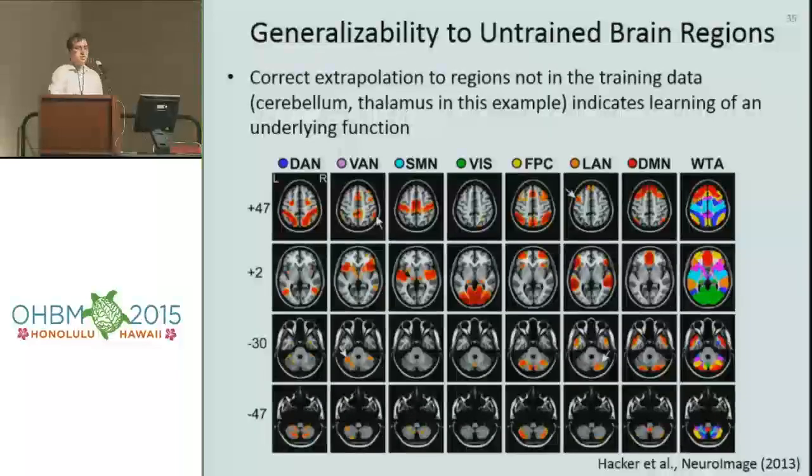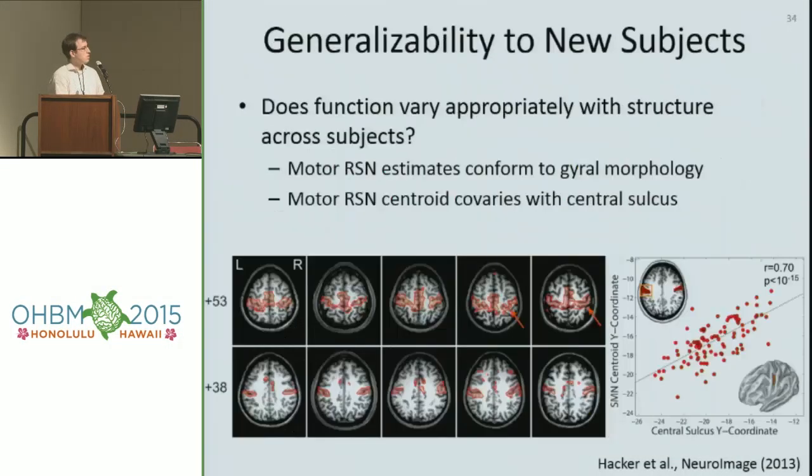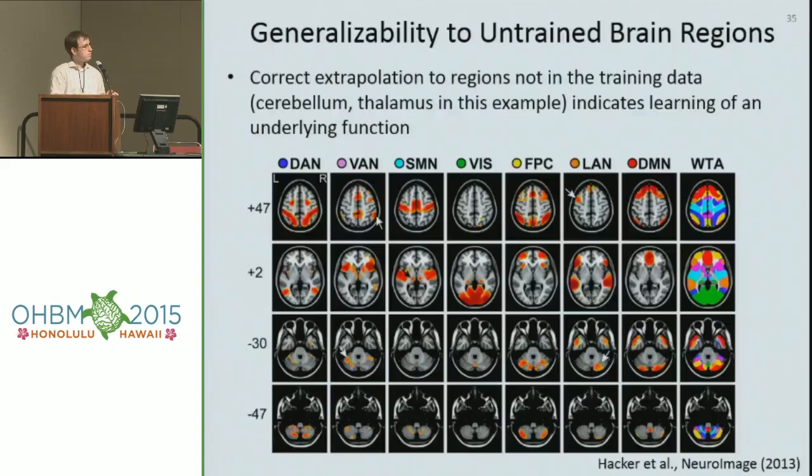Another thing we can ask, though, is what if we don't train every region of a network? In this example, we need a large library of correlation maps that represent the variability of the motor network across subjects. That variability is learned by this underlying function of a multi-layer perceptron or any other supervised learning technique. So if we find variability across subjects, that means we've really learned some underlying function. We haven't just fit the noise in the training data.